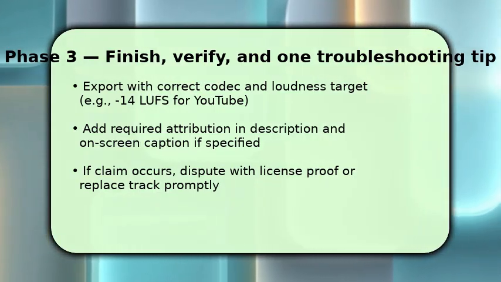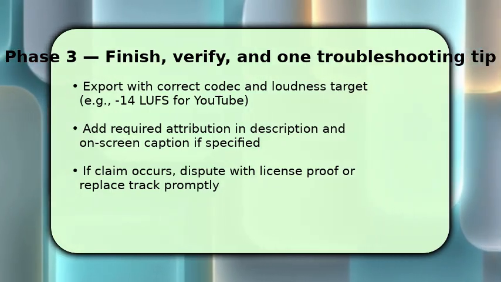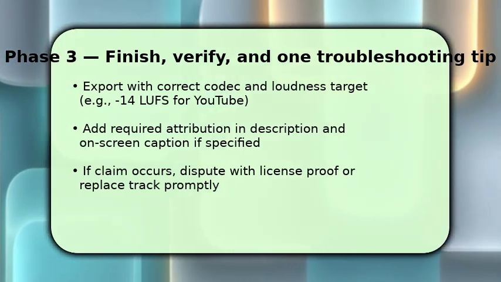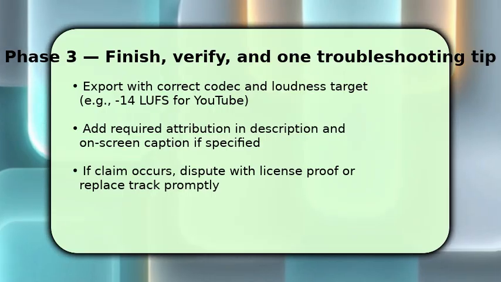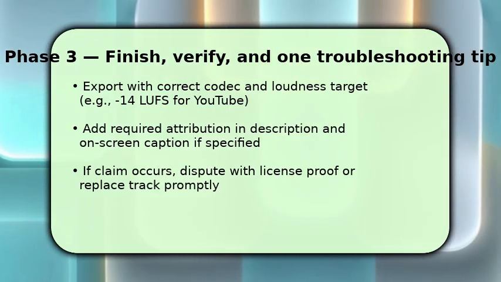Once exported, paste the exact attribution text into the video description and add an on-screen credit if the license asks. If YouTube flags or claims the audio, gather your saved license metadata and submit a dispute with proof. Alternatively, mute or replace the track and reupload.